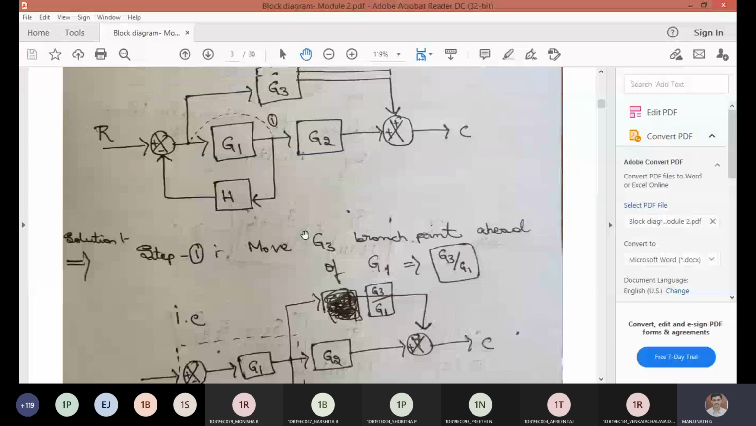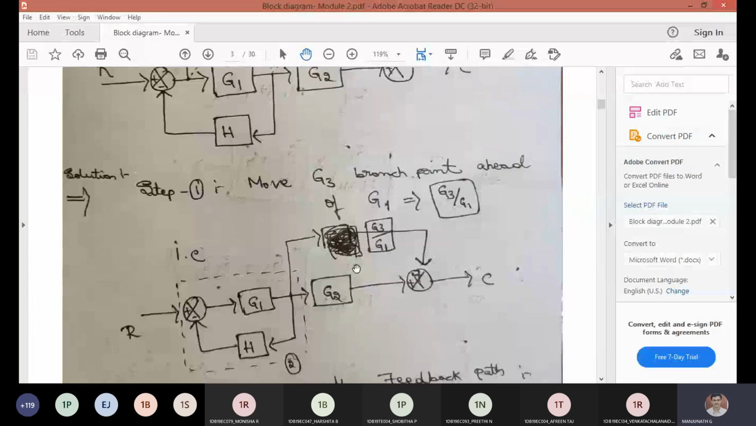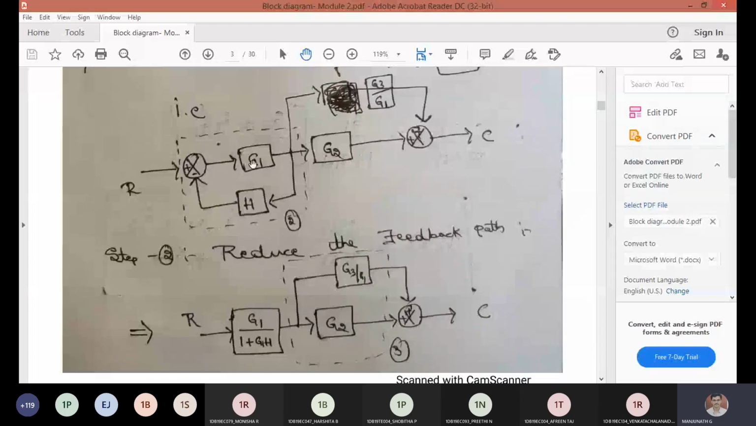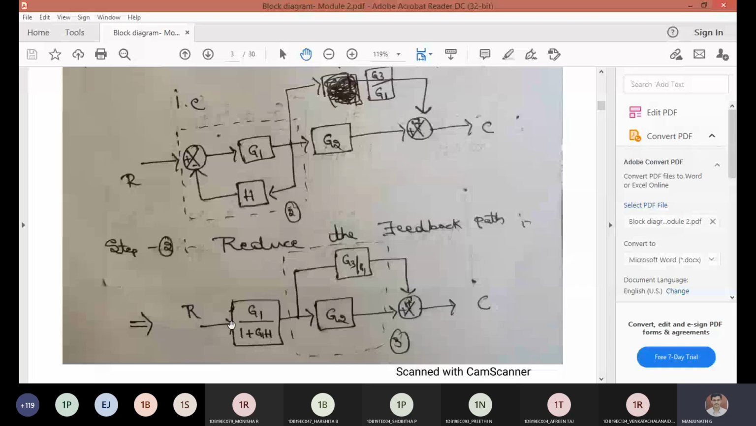So here they reduce the feedback path. I told you the formula, right? G divided by 1 plus G into H is the formula. Since G is replaced with G1, it becomes G1 divided by 1 plus G1H. Is this okay? How the reduction of feedback happened?